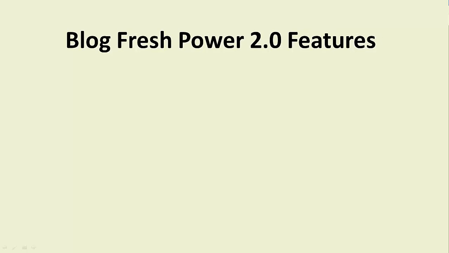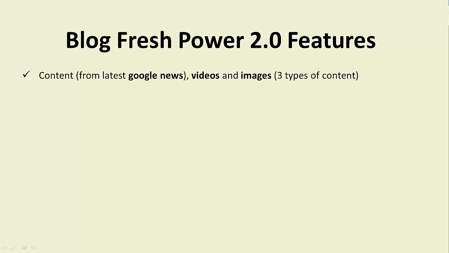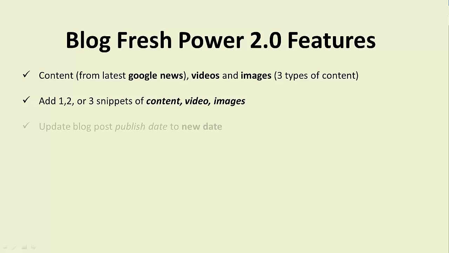Now, before I demonstrate BlogFresh Power 2.0, I want to go over some of the features so that you understand the power of this plugin. We're going to bring in content from Google News, videos, and images. 3 types of content. Matter of fact, we can bring them all in at once. You're going to add not 1, not 2, but all the way up to 3 snippets of content, video, and images. It's going to update the blog post publish date to the new date, which really keeps your blog fresh.